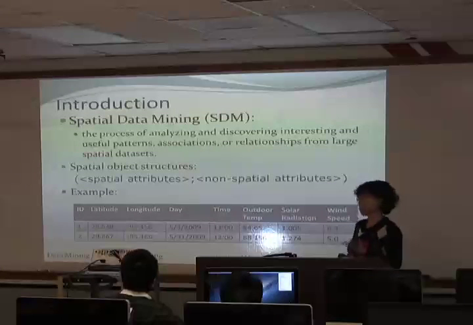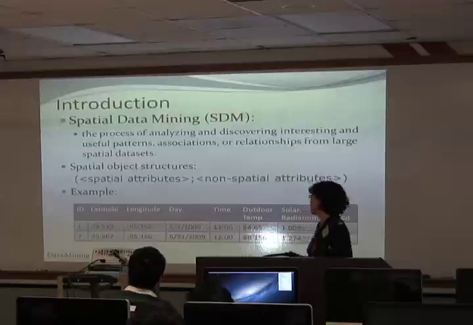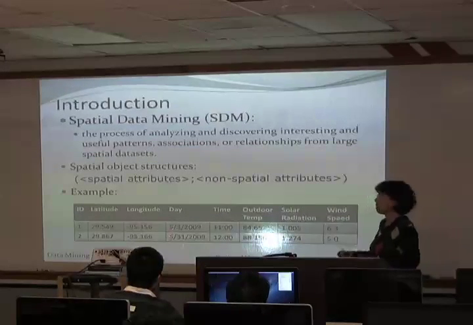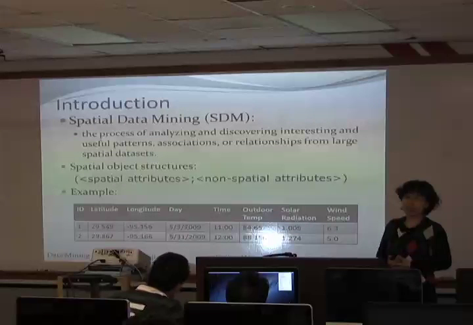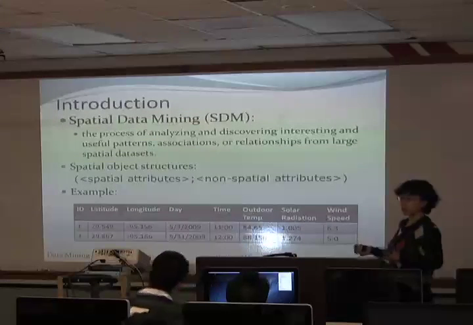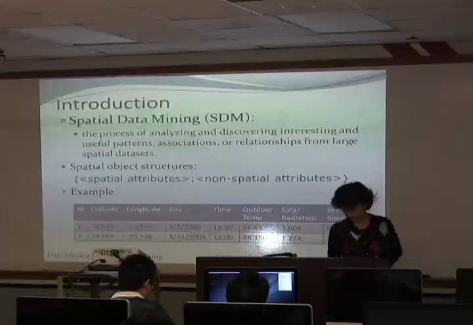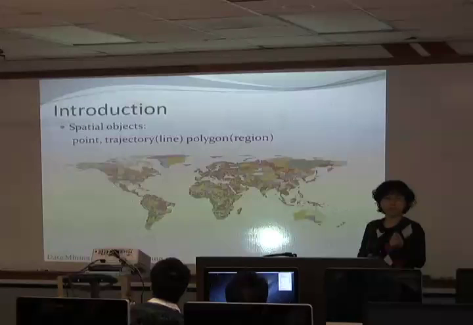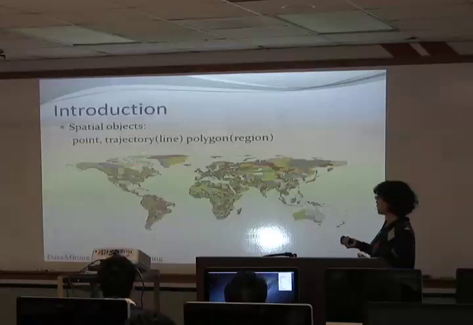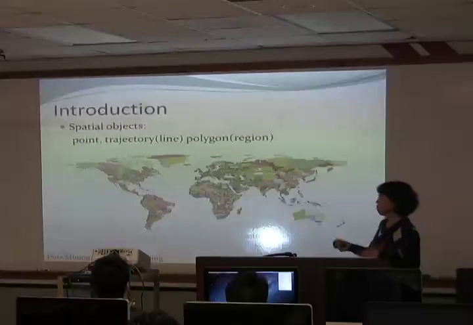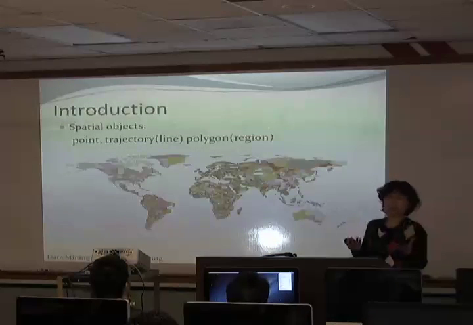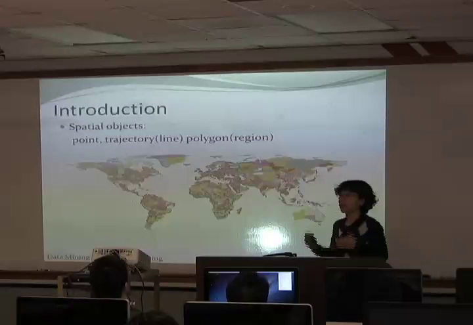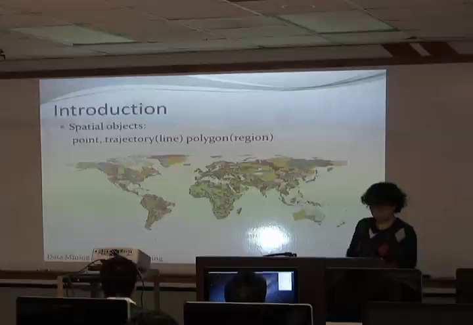That's also about ozone pollution. We have the latitude and longitude, that's the location information. We have the time information, day and time. We also have other meteorology data like the outdoor temperature, solar radiation, and wind speed. And there are three types of spatial objects: the point objects, the trajectories, and the polygons. The countries, or the cities, or the blocks, or even the ozone pollution hotspots could be represented by polygons. And our framework will focus on polygons.